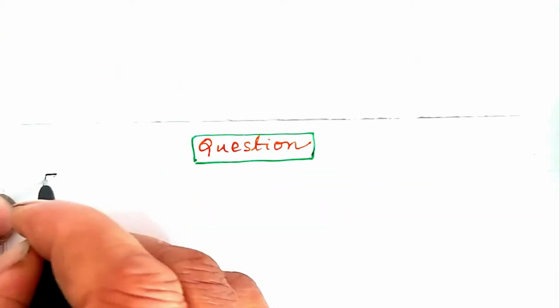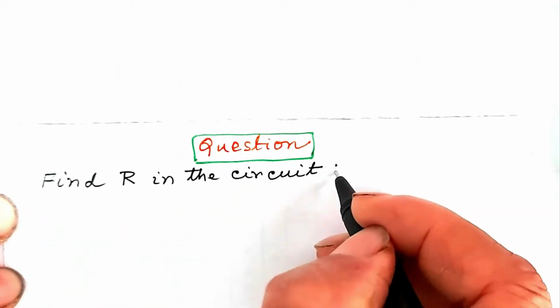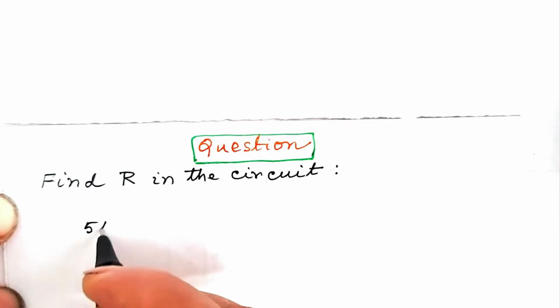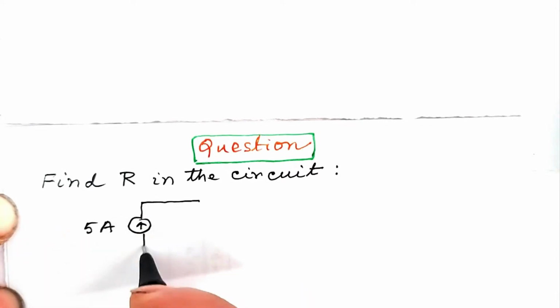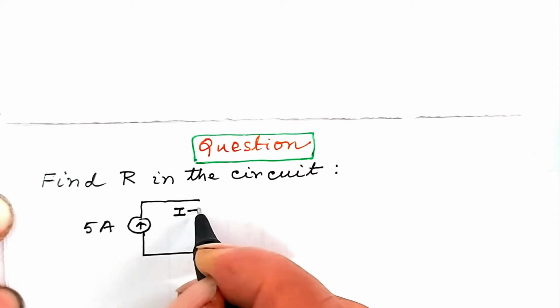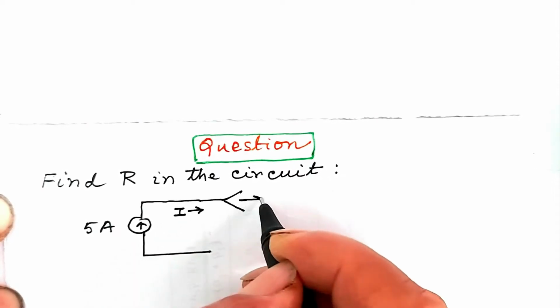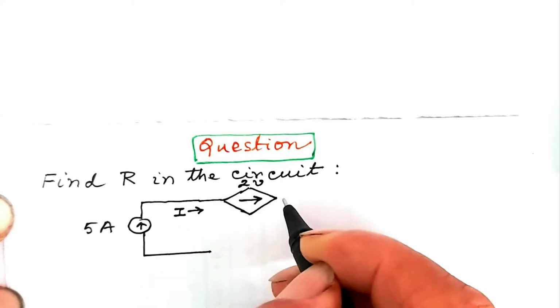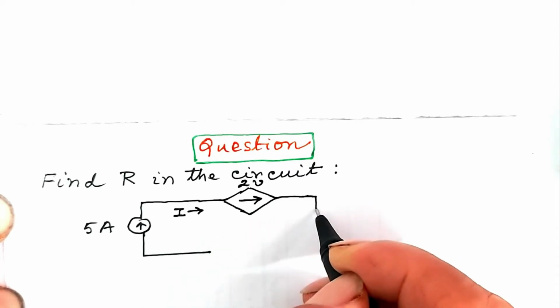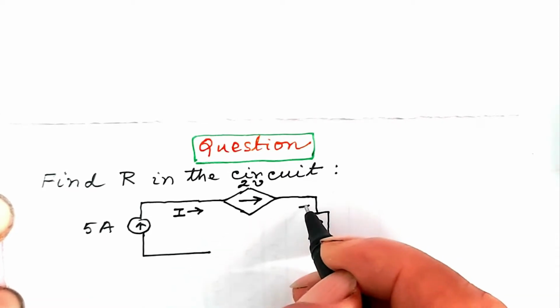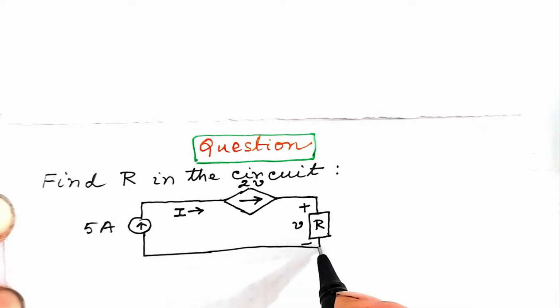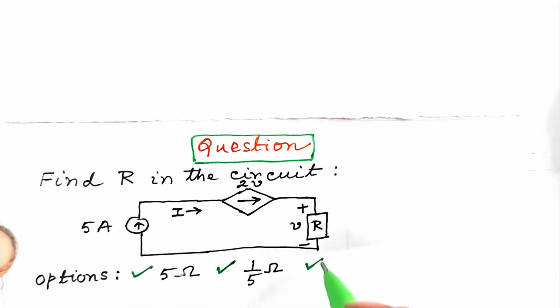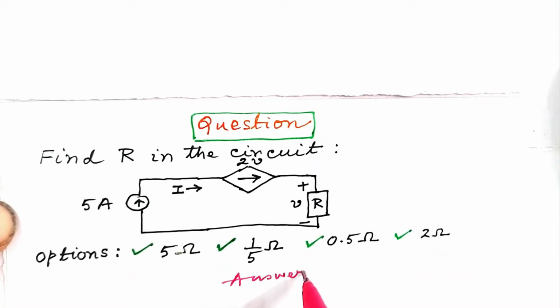Next question. Find R in the circuit and let us draw it. This is a 5 ampere current source and I is the current in the circuit. This is a current source. Look at the arrow. It is a voltage dependent current source as evident from the quantity 2V that is used to describe the current source. This is resistance R and V is the drop across it. The options are shown. We come to the answer now.